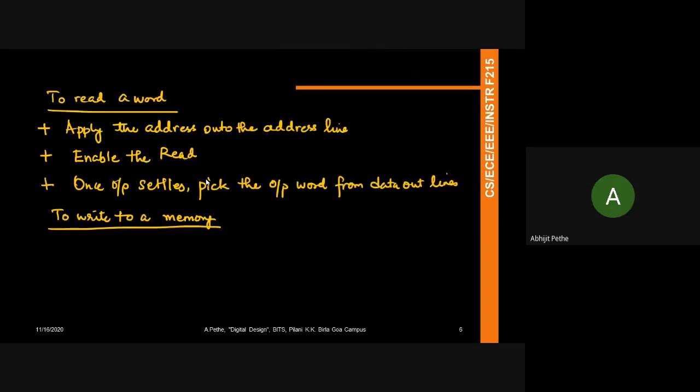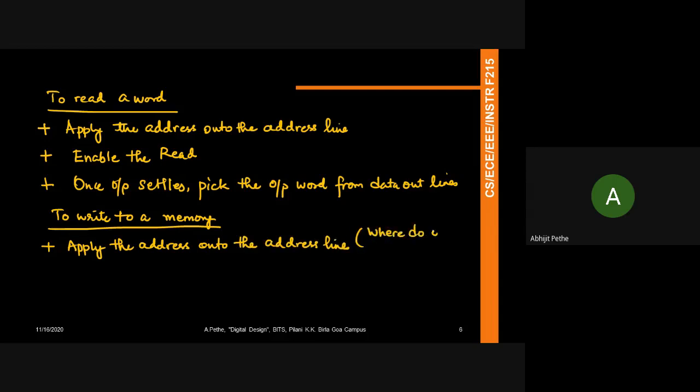So same logic. First thing is apply the address. Normally what we do is we first go in and apply the address onto the address lines, that is, where we want to write. So this is nothing but where you want to write the word. Once you've done that, before you enable write, you want to ensure you apply the data to data in.